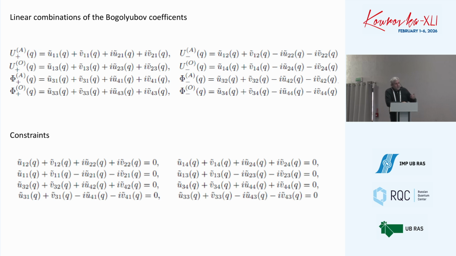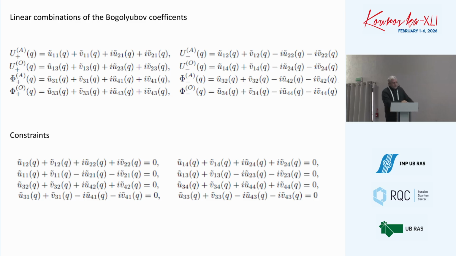Big U means that in the long wave limit, displacement dominates. Big phi means that in the long wave limit, rotations prevail. And AO means the gap is gapful, optical, and plus minus means the polarization.